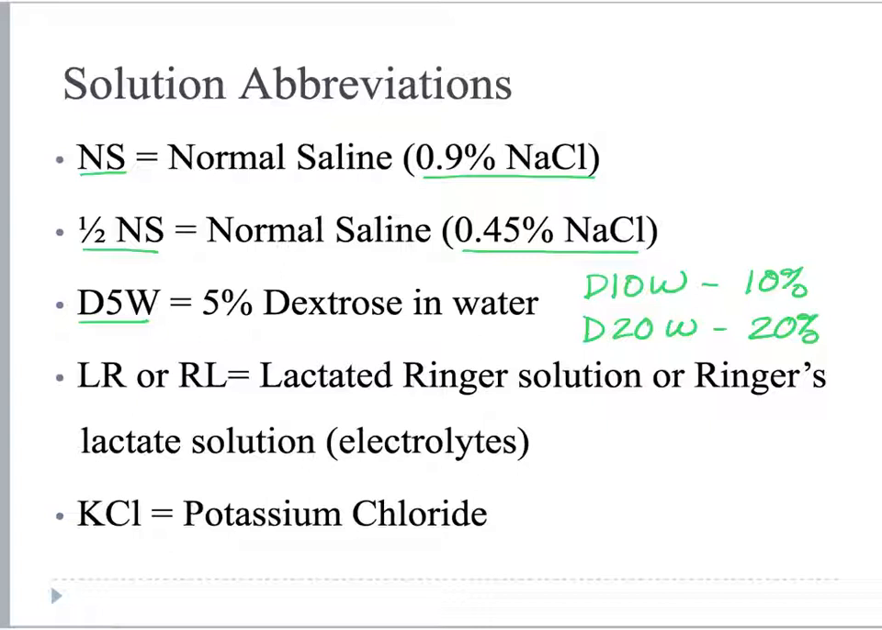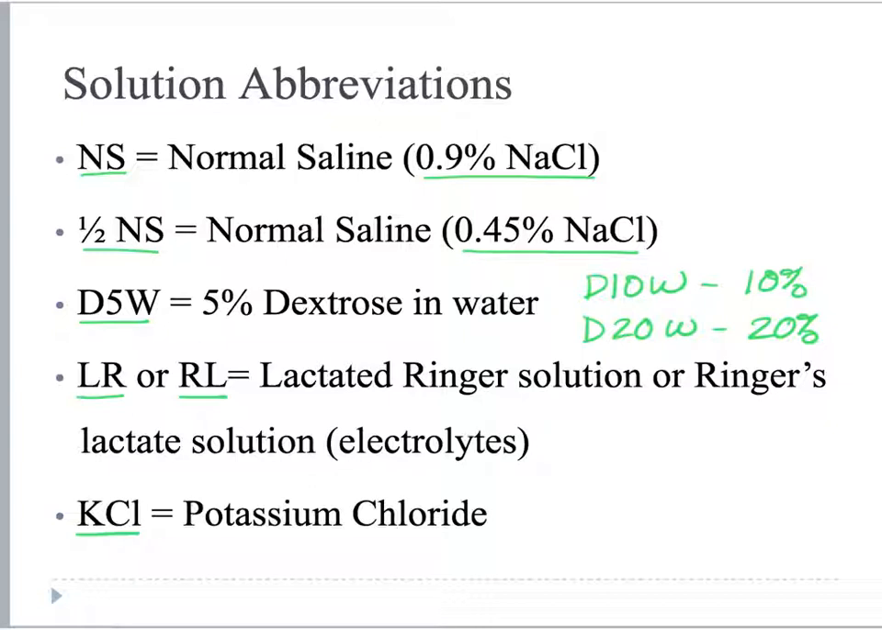Our next one is LR or RL, and that stands for lactated Ringer's solution or Ringer's lactate solution. Okay, so you'll see it both ways, either LR or RL, and that solution would be an electrolyte solution. And the last one you'll see in some of the drug orders is KCl, and that stands for potassium chloride. So these abbreviations are important just so that when you see an order, you know what these abbreviations stand for.